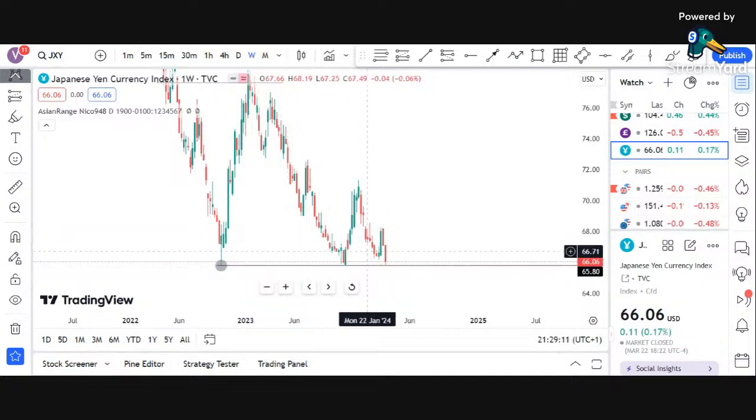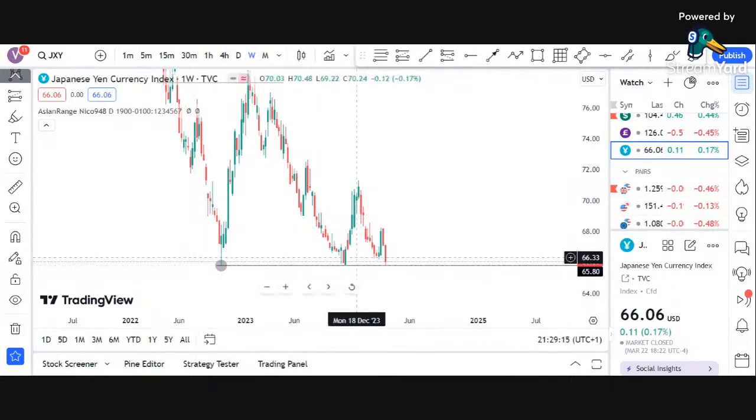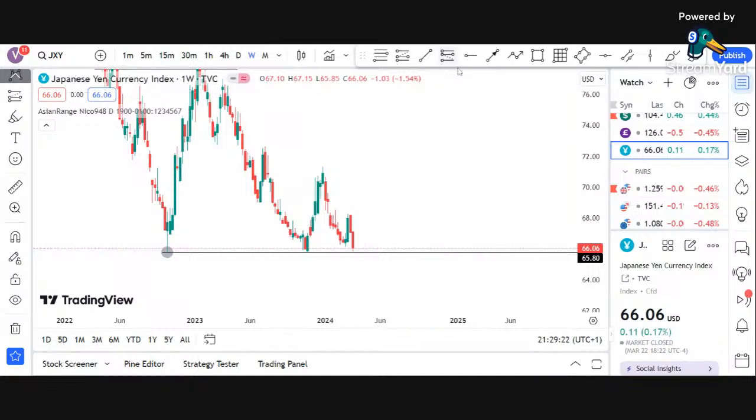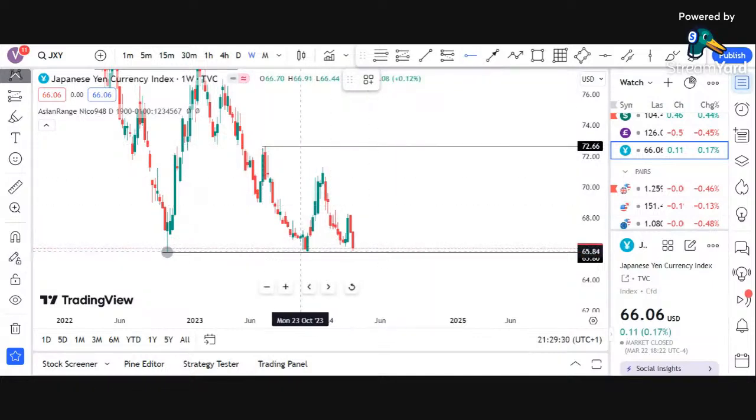Some of us want to be selling because it's at the support level. What if it breaks? You will not know. So just wait for price to show you. Although the range that we're seeing currently on this weekly time frame is here and here. That's the new range.